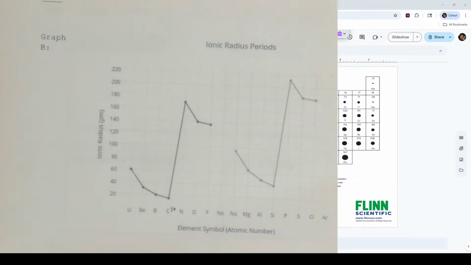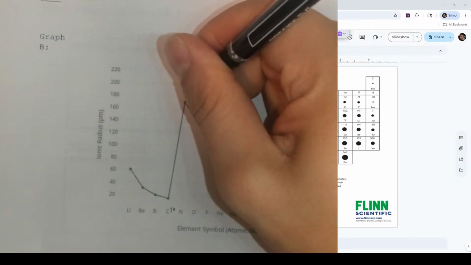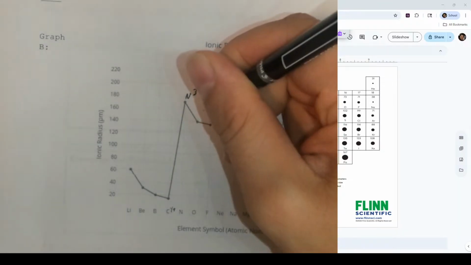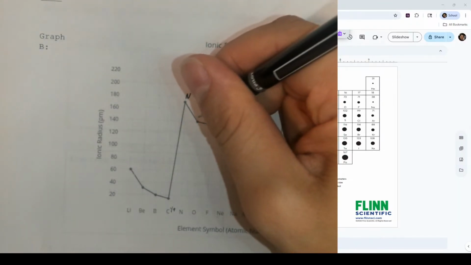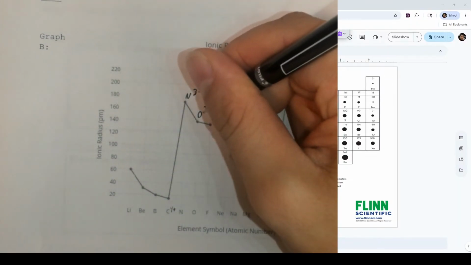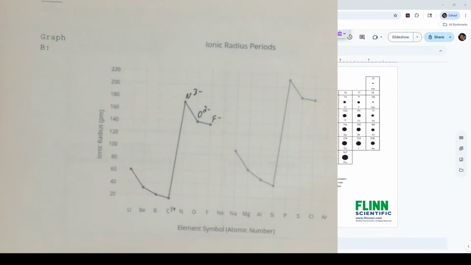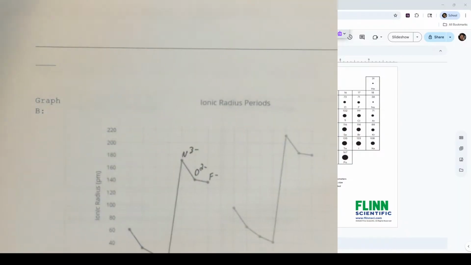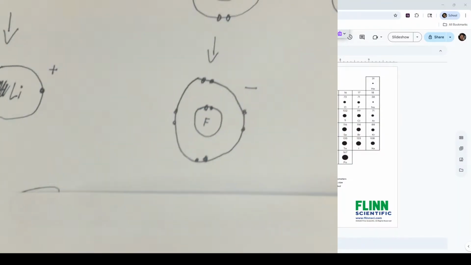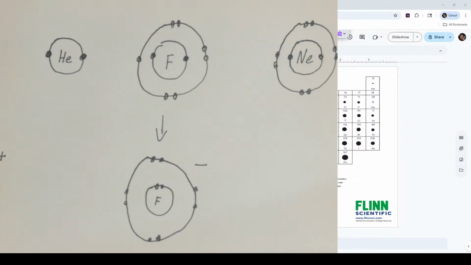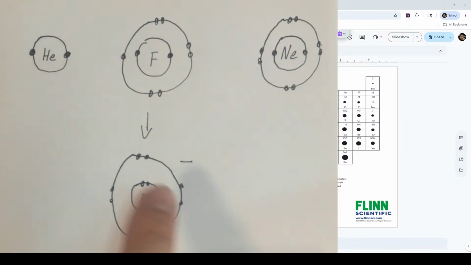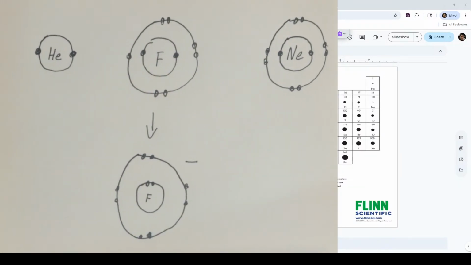To answer the second half of the question: what's happening when I reach my nonmetals, my anion, my negative ion forming elements? So this would be nitrogen with a -3 charge, oxygen with a -2 charge, and fluorine with a -1 charge. Well, we can compare this to the Bohr model I drew earlier. This is not to scale, but fluorine's going to gain an electron, look like neon, and it has a negative charge now.